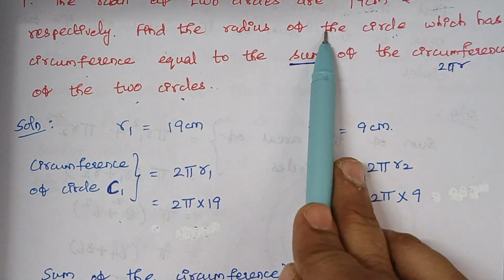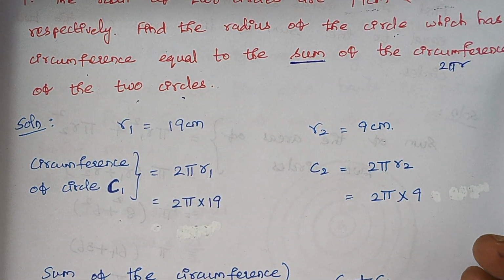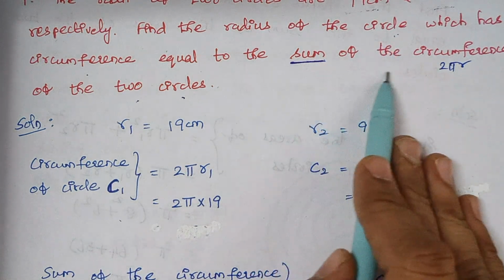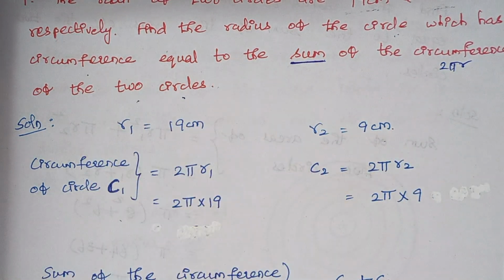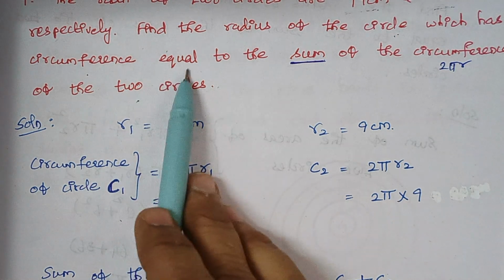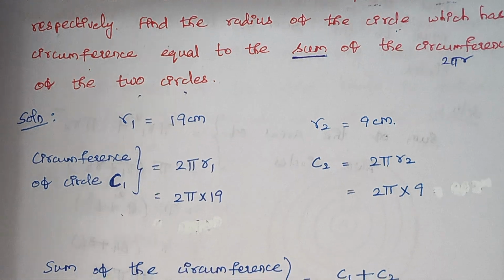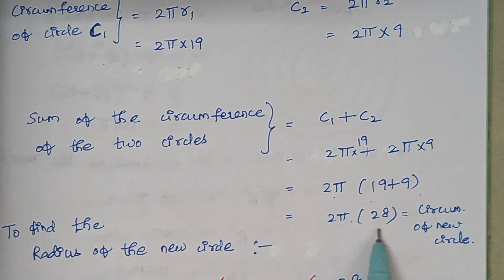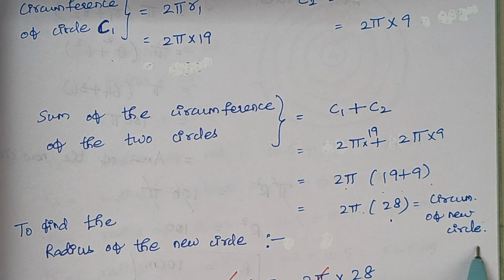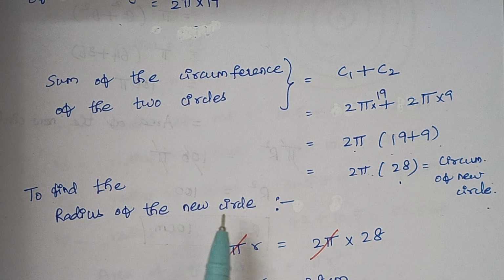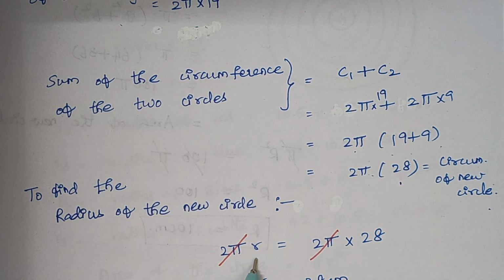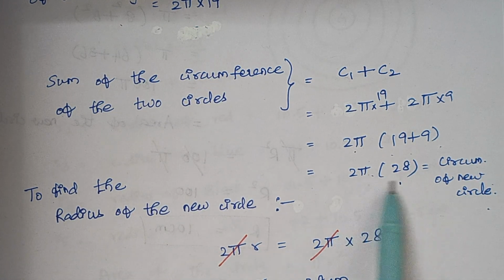the circumference of the new circle. We found the sum of the circumferences of the two circles, and that is equal to the circumference of some other circle. So this sum of the circumferences is equal to the circumference of the new circle. The circumference of the new circle is given by the formula 2 pi r, and here the value is 2 pi into 28, both are equal. This is the statement given in the problem.